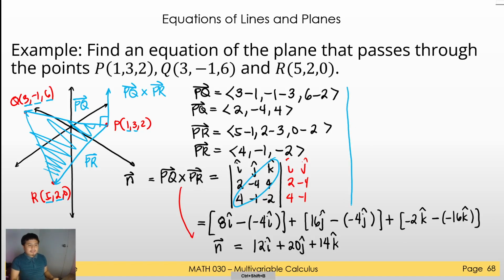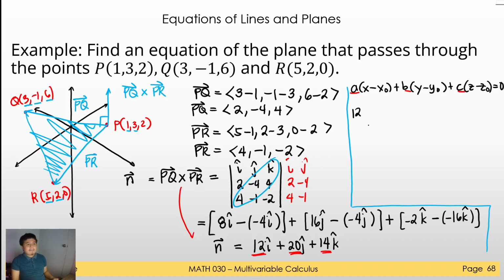So how do we find the equation of a plane? We have the formula: a times (x minus x sub 0) plus b times (y minus y sub 0) plus c times (z minus z sub 0) is equal to 0. What are the a, b, and c values here? This is actually your a, your b, and your c. So we have 12.